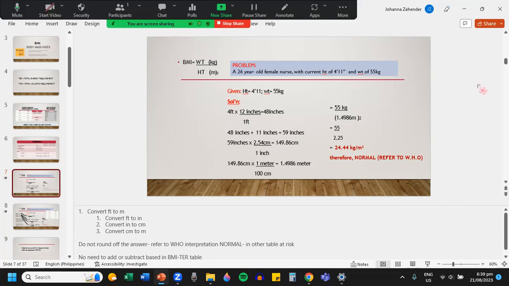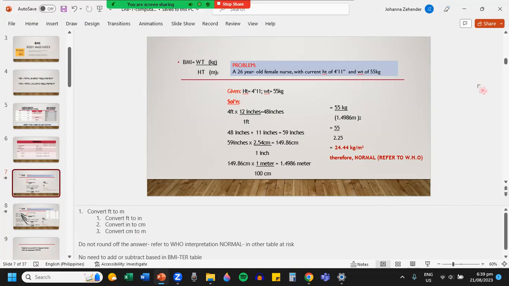Okay, so here is a sample problem. Okay, so we have a 26-year-old female nurse with a current height of 4 feet and 11 inches with a weight of 55 kilograms. So in this problem, we have the following given information. The height, which is 4 feet and 11 inches with a weight of 55 kilograms. So we're going to start by converting the height of the nurse to meters. Okay, we start by converting the feet to inches, followed by converting the inches into centimeters, and lastly, converting the centimeters to meters.